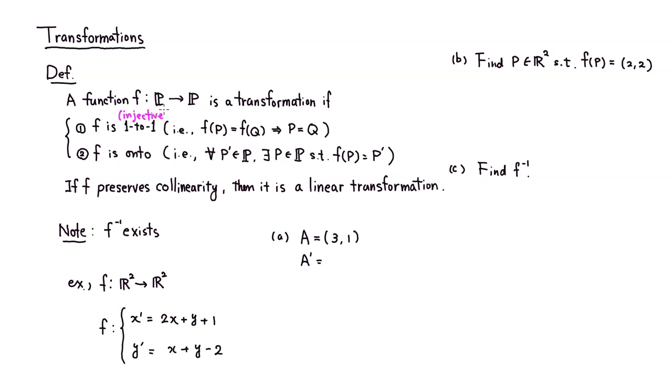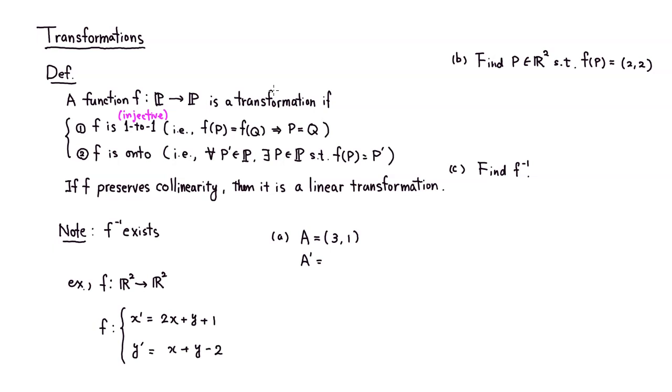Which means that if f of p is equal to f of q, then p must be equal to q. Or another way to say it is, if p and q are different, f of p and f of q must be different.